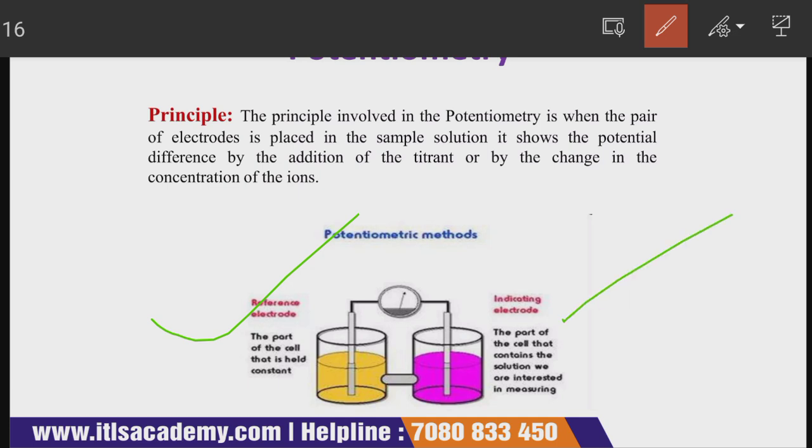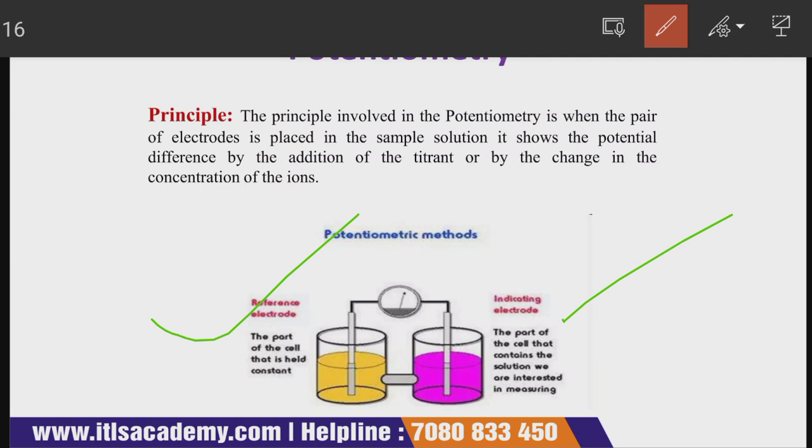So the reference electrode is the part of the cell that is held constant, that is not moving, that is static at one place. Whereas the indicating electrode is the part of the cell that contains the solution, okay, the solution you want to measure, or you can say it consists of a solution of your interest to be measured.